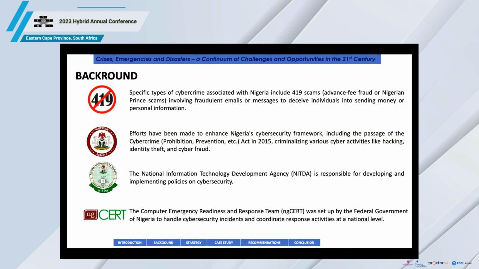So to support that also in terms of incident response, the ngCERT, which is normally a CERT, normally countries have CERTs, computer emergency response teams for incident response. So Nigeria also set up its own ngCERT in order to add to the capability of the incident response coordination, especially at the national level.